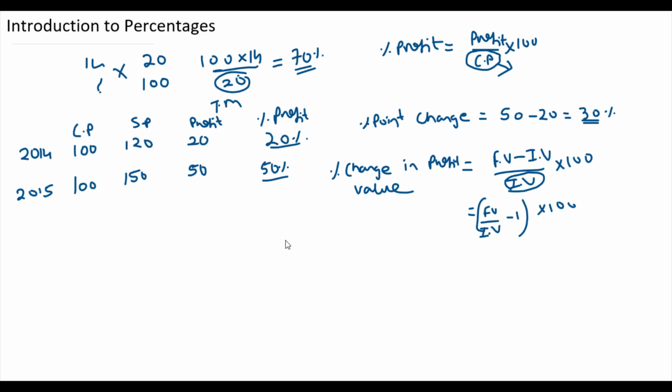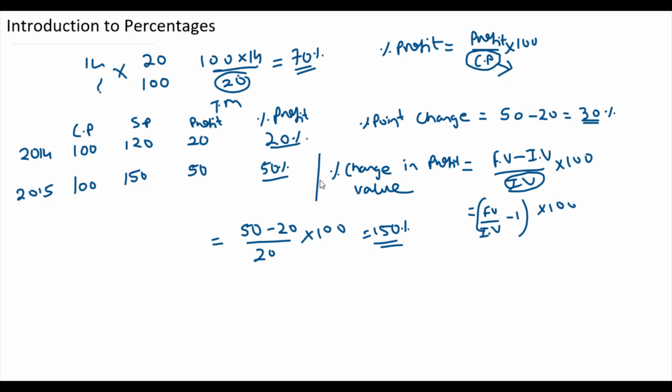So if you want to find the percentage change in profit value, it will be given by final value, which is 50 in our case, minus the initial value, which was 20, divided by the initial value, which is again 20, and then we multiply it by 100 to get the percentage. So this will be 30 upon 20, which will be 1.5 into 100, which is 150%. So the percentage change in your profit value is 150%, and the percentage point change is nothing but the arithmetic difference between the two values of your percentage profits. In this way you can calculate your percentage point change and percentage change in value.